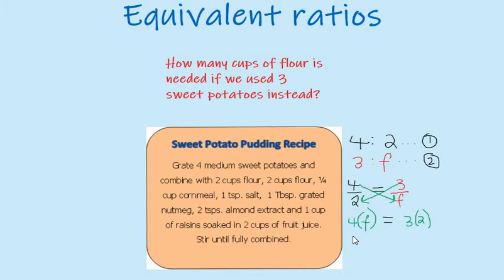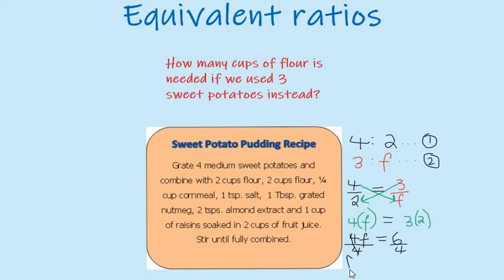So 4f means 4 times f. Right, our equal sign, 3 times 2. Awesome. Now we want to get f by itself, so we're going to divide both sides by 4 to get rid of that 4 beside the f. All right, divide both sides by 4.